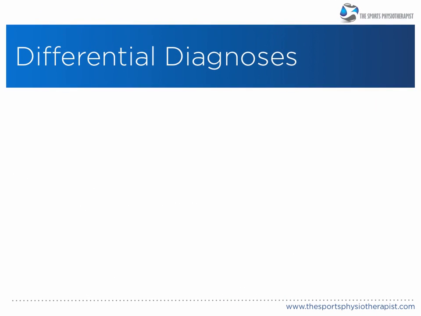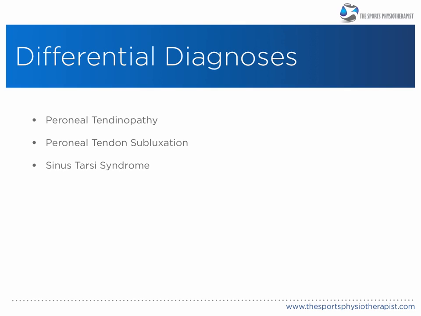A list of a few differential diagnoses is important to be aware of, and these include peroneal tendinopathy, peroneal tendon subluxation, sinus tarsi syndrome, Jones fracture, anterior calcaneal process fracture, tarsal coalition, Lisfranc injury, and stress fractures.